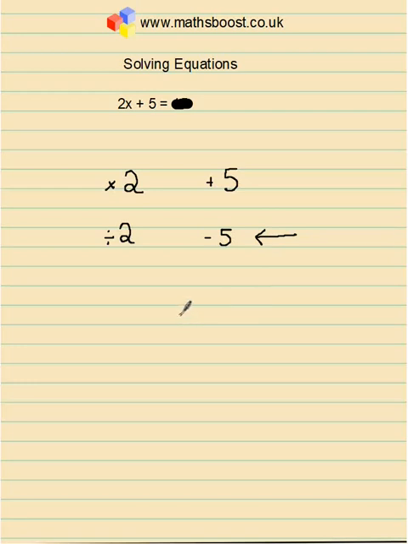Now we'll think about the other side of the equation and carry out these instructions. 15 take away 5 gives us 10, and then the 10 divided by the 2 gives us 5, and that's our answer.